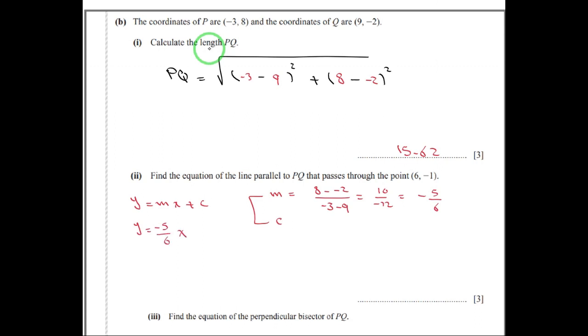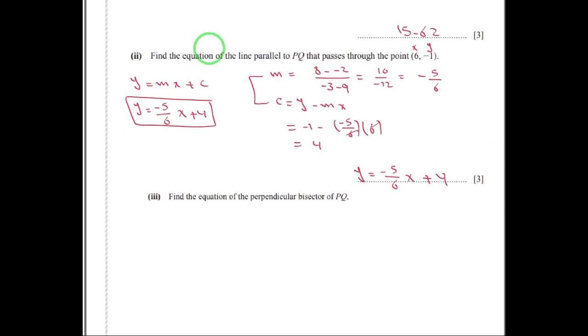Now we have to find the value of c. To find the value of c, c equal y minus mx. We will use the point 6 and negative 1, with 6 as x and negative 1 as y. Negative 1 minus negative 5 over 6, the slope, times x equal to 6. Using your calculator, negative 1 minus minus 5 is equal to 4. So the equation of the straight line parallel to the line PQ is y equal negative 5 over 6 x plus 4.